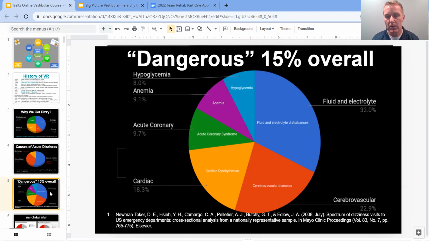And about 32% of the time, a fluid or electrolyte issue. So about 15% of acute dizziness is dangerous overall. As physical therapists, we won't see a ton of these cases until patients have gone through the emergency department. But there are times when I'll have patients actually come into my clinic with sudden onset of dizziness. So I always keep these slides in mind that dizziness can, of course, sometimes be life-threatening, and it's my job to be able to try to figure out when it is and how to know.